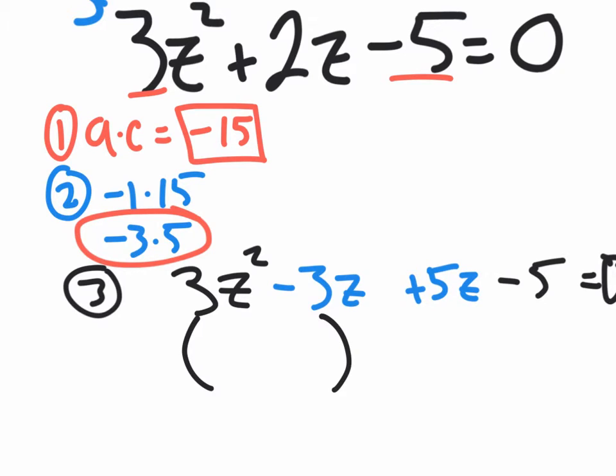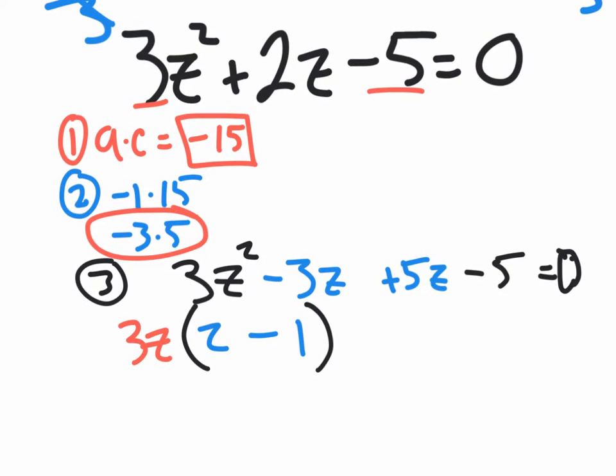In the first group, what could I pull out? What's in common? Not just the z, but also, what could I pull out of that first group? 3z. And what would be left on the inside? A z. What else? Minus 1. Now let's take a look at the second group. There's a 5 in both of them, so let's pull out a positive 5. By the way, this is a z, not a 2. So there's a plus 5 that I'm pulling out. And what's left? Z minus 1.